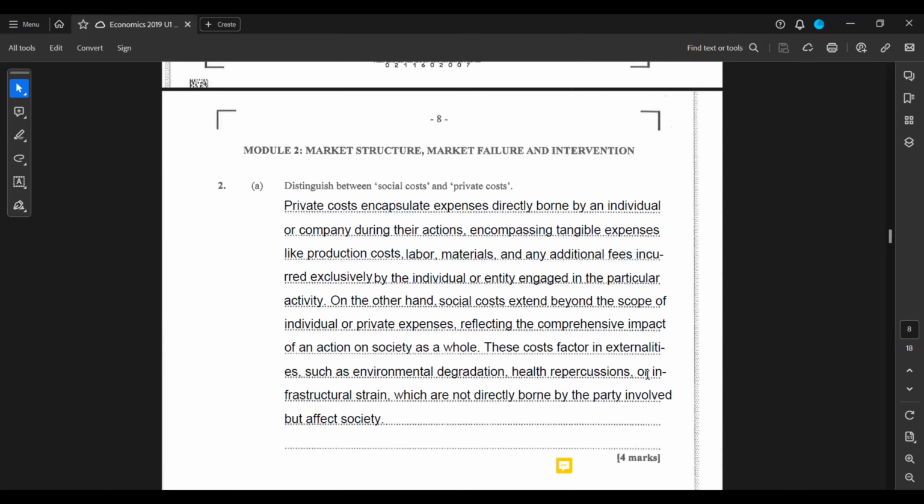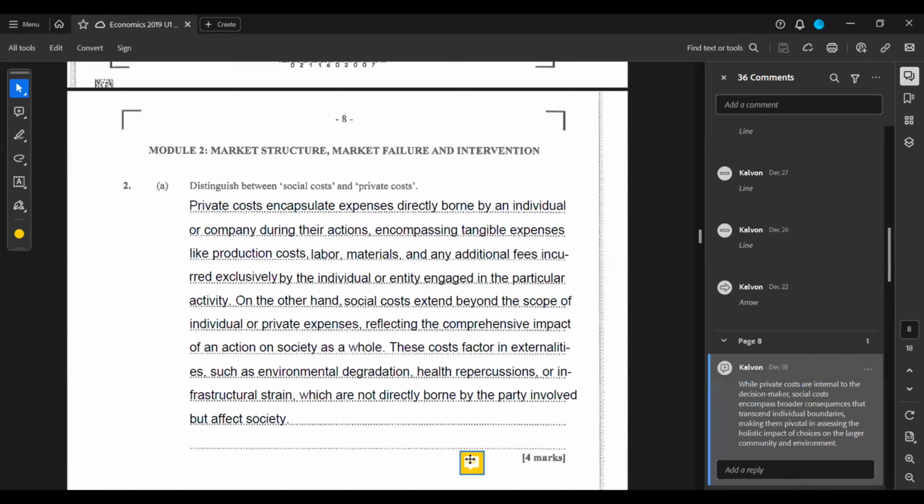On the other hand, social costs extend beyond the scope of the individual or private expenses, reflecting the comprehensive impact of an action on society as a whole. These costs factor in externalities such as environmental degradation, health repercussions, or infrastructural strain, which are not directly borne by the party involved but affect society. We should keep in mind that while private costs are internal to the decision maker, social costs encompass broader consequences that transcend individual boundaries, making them pivotal in assessing the holistic impact of choices on the larger community and environment.